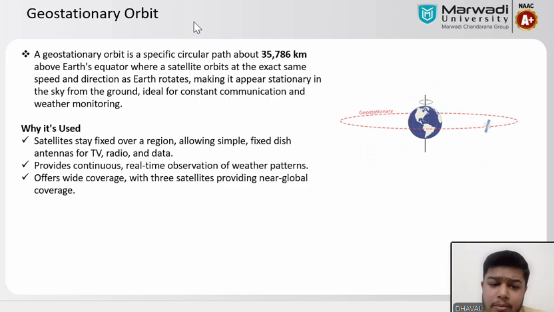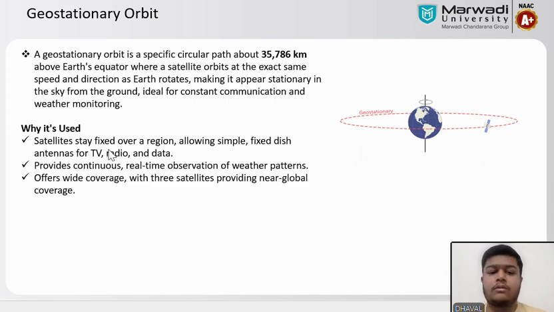What is geostationary orbit? It's a specific circular path about 35,000 km above Earth's equator. Here you can see the geostationary orbit where our satellite revolves. The distance is 35,000 km from the Earth, where a satellite orbits at the exact same speed and direction as Earth rotates. So it appears stationary in the sky, and it is ideal for constant communication and weather monitoring.